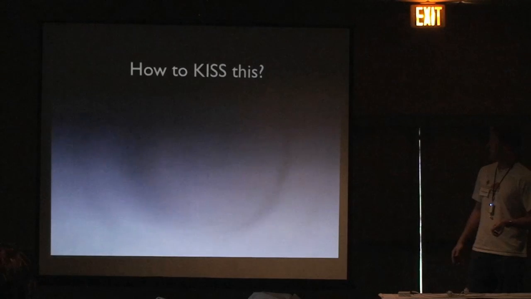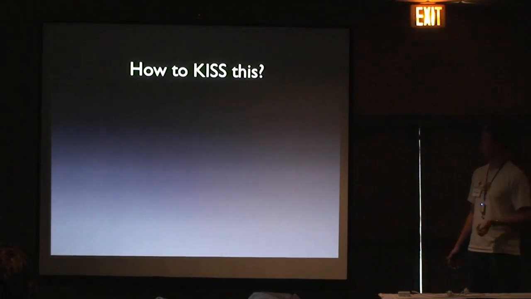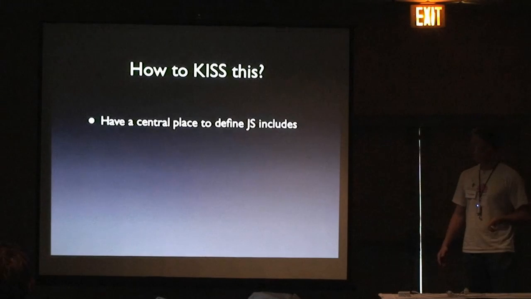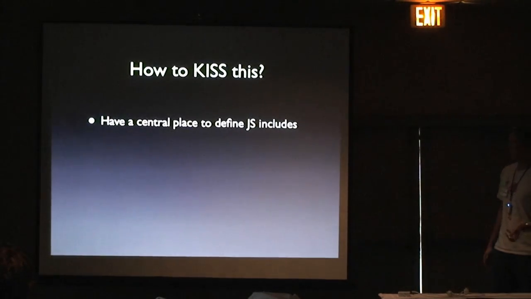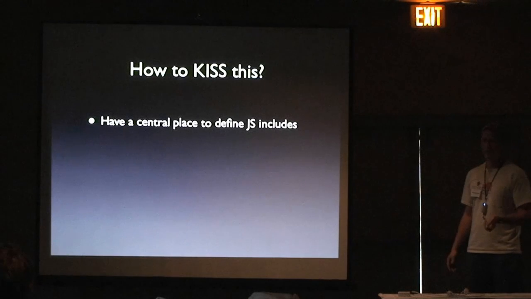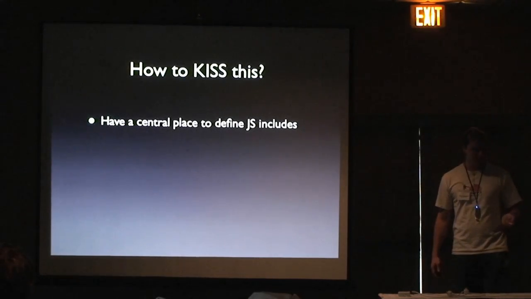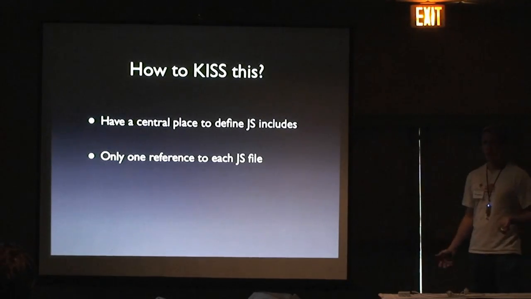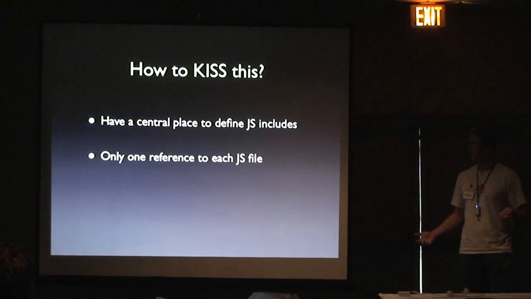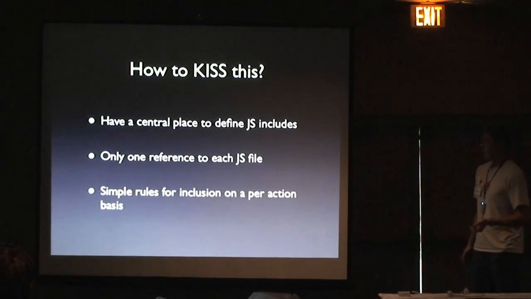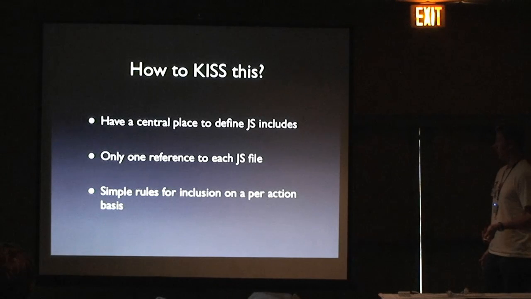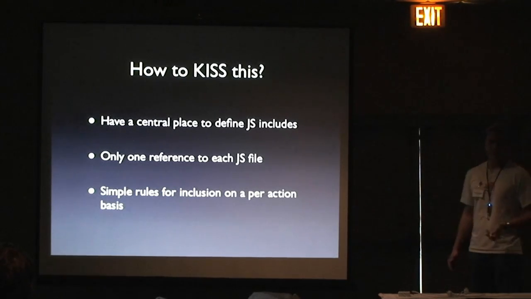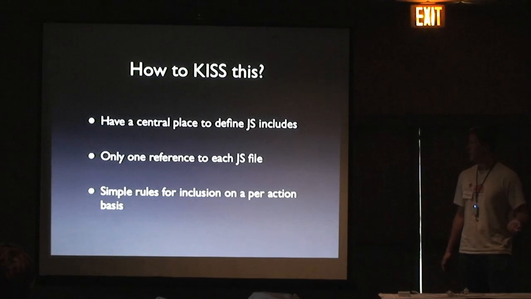All right. How to KISS this? KISS in terms of keep it simple, stupid. Well, the main idea we should follow is having a central place to define all our JavaScript includes. Then we'd have only one reference to each JavaScript file, which is an obvious advantage if we want to rename things. And the last thing is, let's use some simple rules for the inclusion on a per action basis. Well, what do I mean by this?